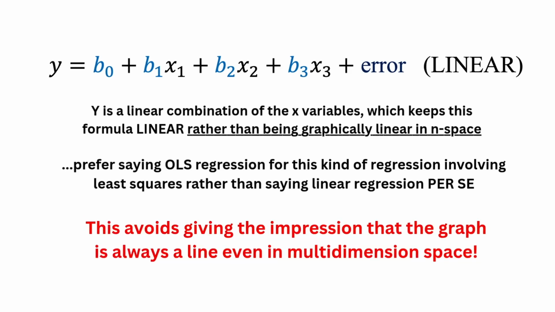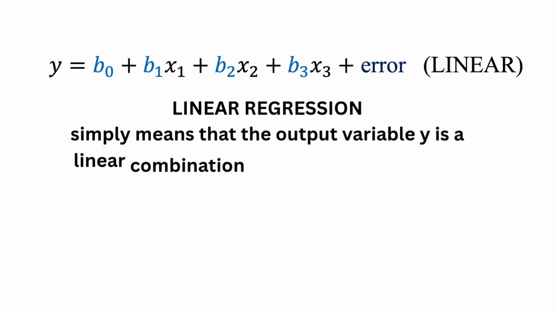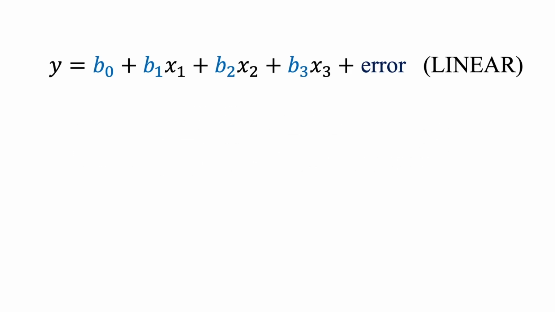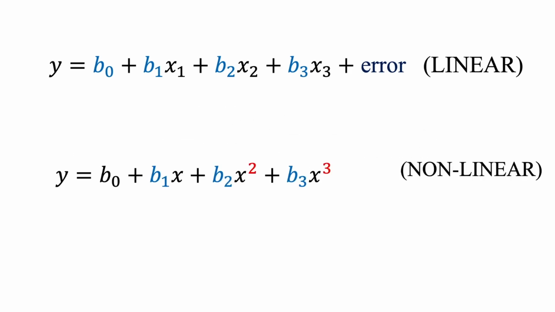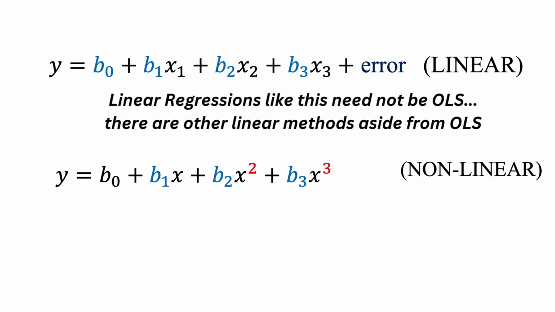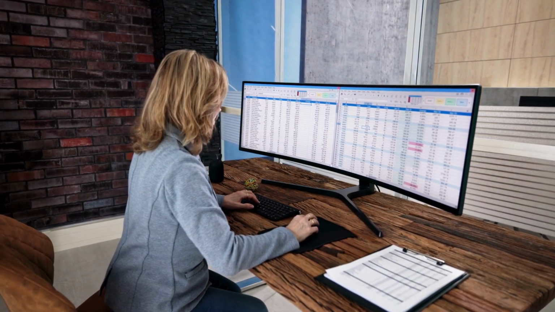This avoids the impression that the graph is always a line, when in fact, linear regression for high dimension space does not mean the graph is a line, but simply means that the output variable y is a linear combination of the input variable x's whose exponents equal 1. So this is linear, and this is nonlinear. Finally, a linear regression need not be exclusively an OLS regression, as there are other kinds of linear regressions aside from OLS. Anyway, almost every analyst, economist, scientist, and data scientist uses OLS.